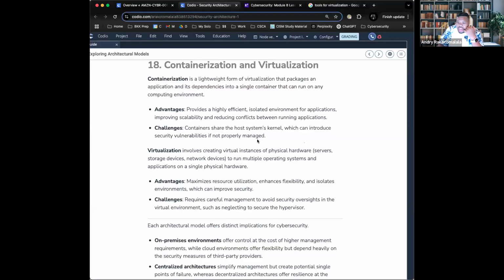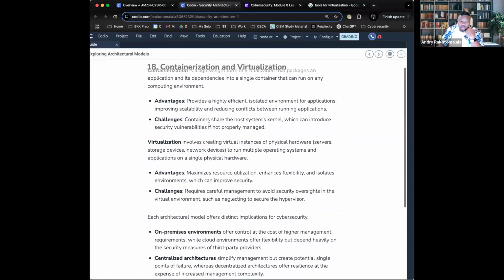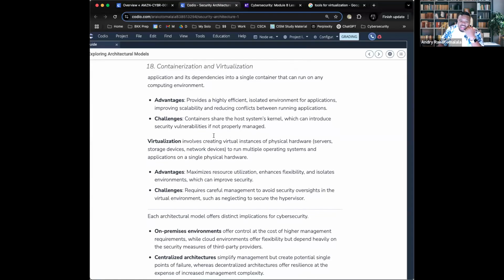Now, what are some advantages of these? Well, for one, if you have containerization, it's more lightweight, more efficient, takes less time, and it's more scalable. But the container is sharing your host system's kernel. So your kernel is like your computer brain. So when you have two computers, your physical computer and your virtualized computer, your virtualized computer is sharing resources with your physical computer. So if you're doing this, it could be a potential vulnerability.